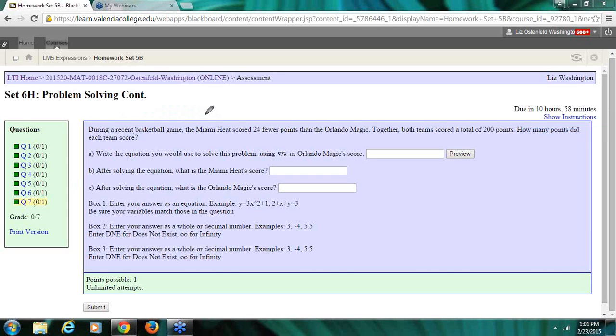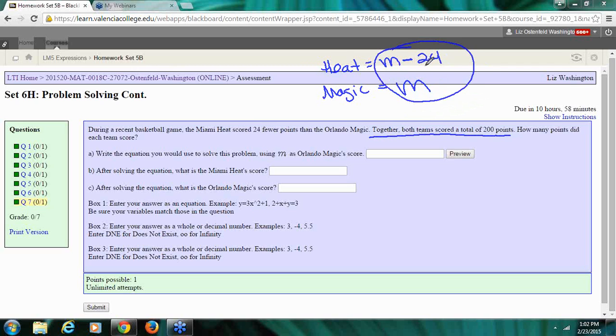Okay. During a recent basketball game, the Miami Heat scored 24 fewer points than the Orlando Magic. Here we go again. We got Heat and we got Magic. Those are the 2 things they're talking about. Out of the Heat and the Magic, which one did they tell me nothing about? The Miami Heat scored 24 fewer. Okay, so they told me something about the Heat, but they didn't tell me anything about Magic. So I'm going to make Magic M. If the Miami Heat scored 24 fewer points than they did, that means that the Heat scored whatever Magic did minus 24. Together, both teams scored 200.